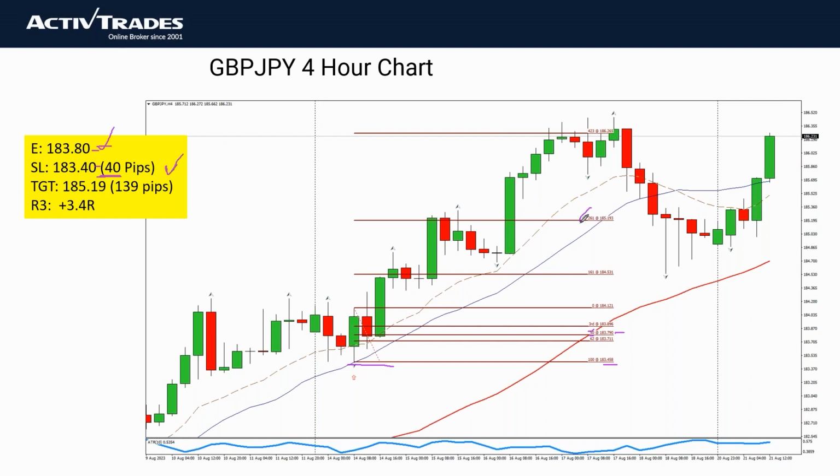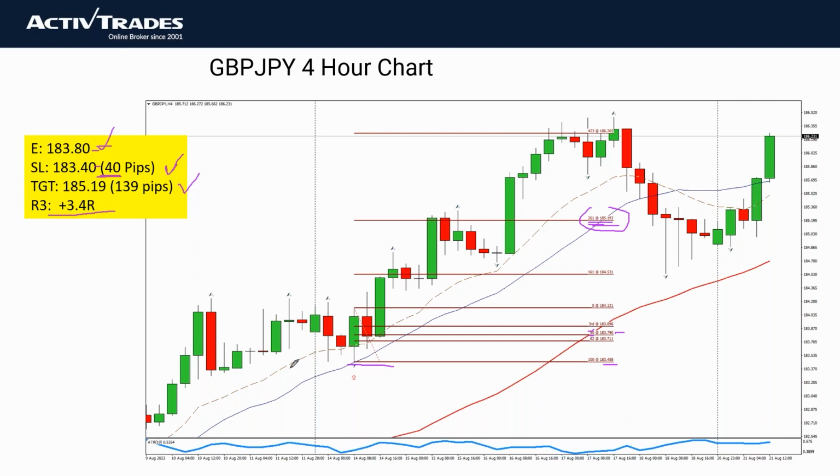The target, remember, the target is the 261 fib extension. I'll show you where you can find that on the ActivTrades platforms in a moment. The target was at 185.19, which was 139 pips. So you're effectively risking 40 pips for 139 pips, so the overall risk to reward ratio was 3.4R.